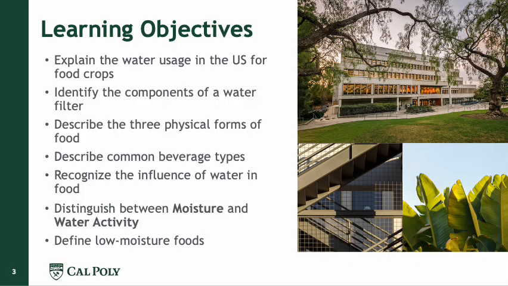So today's objectives are to explain the water usage in the US for food crops, to identify the components of a water filter, to describe the three physical forms of food, to describe common beverage types, to recognize the influence of water in food, to distinguish between moisture and water activity, and to define low moisture foods.